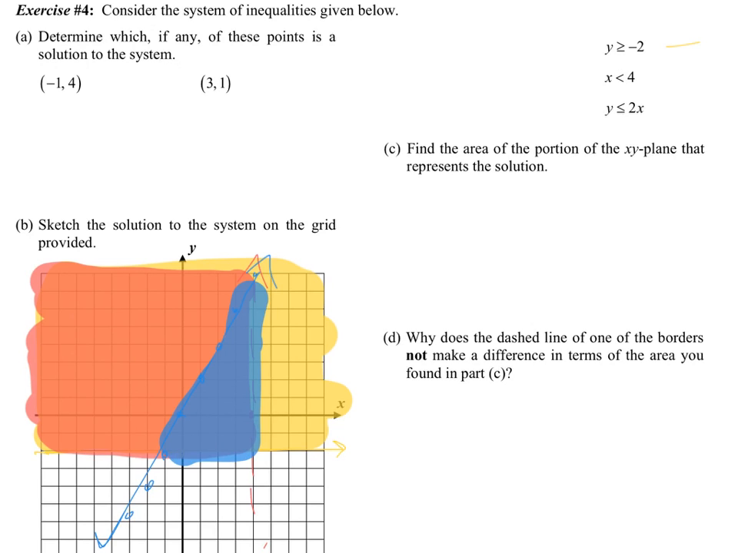So now we need to know, is the point negative 1, 4 part of the solution? What about 3, 1? 3, 1 is. So find the area, which we did, and then D, why does the dashed line of one of the borders not make a difference in terms of the area that we found? Because the area that we found actually does include those points because they were shaded from the others.